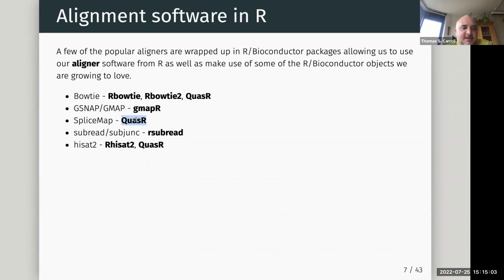Yeah, so QuasR has changed a little bit since we've started doing this course, only in the last 5 years. And one of the big changes is to now implement HiSat2 by way of this Rhisat2 package. So it makes it actually a really nice tool to do our alignment.